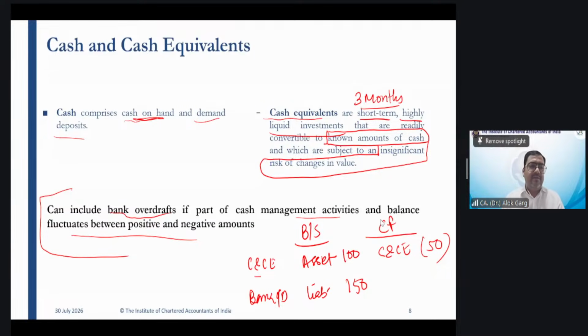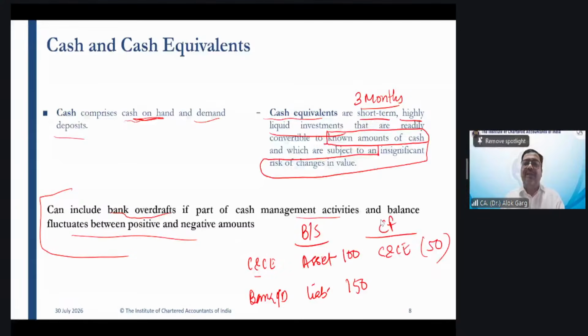Is that clear? So Manoj is asking, so this is the only case where cash will not match with the balance sheet, sir, as mentioned by you earlier. You are absolutely bang on, Manoj. You are absolutely right. Is that clear, friends? Yes. Very good.